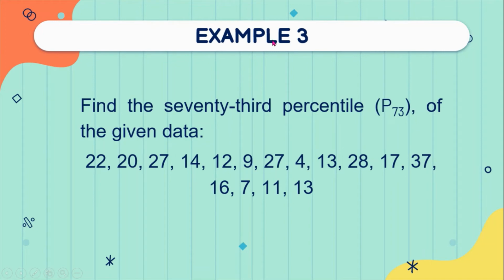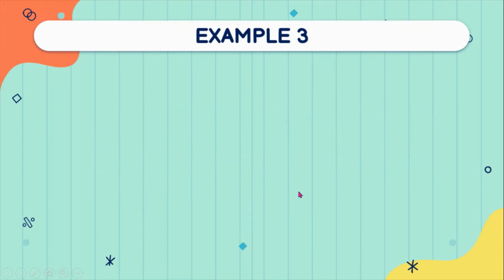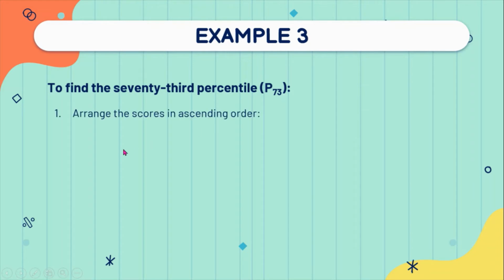So now let us have an example. Find the 73rd percentile, or the P sub 73, of the given data: 22, 20, 27, 14, 12, 9, 27, 4, 13, 28, 17, 37, 16, 7, 11, and 13. So how do we find the 73rd percentile? To find the P sub 73, our first step is to arrange the scores in ascending order. The scores here are already in ascending order, that is from the problem.